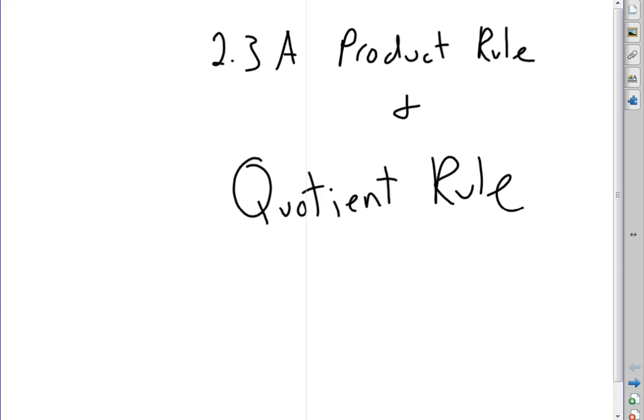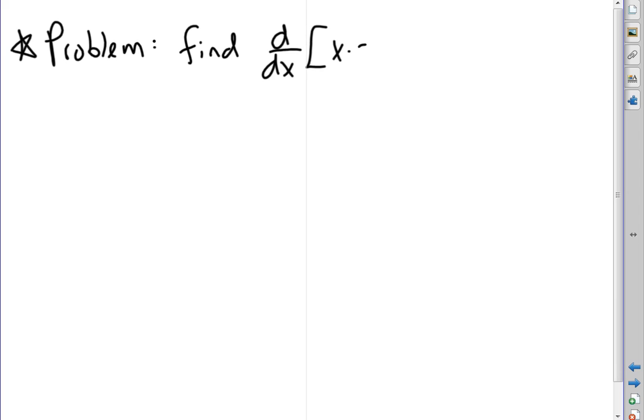Alright, so today we're talking about the product rule and the quotient rule, how to get those formulas, and then how to utilize them. So, the first thing we're going to talk about is the product rule. And here's our problem. We need to find the derivative with respect to x of x times sine x.